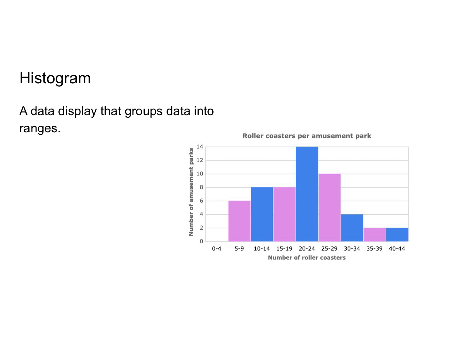So what is a histogram? This right here is a histogram, and it is a data display that groups data into ranges. So if you look down here at the x-axis, we are seeing a range of numbers. It says number of roller coasters, it's 0 to 4, 5 to 9, 10 to 14. That is a range of numbers. And then on the y-axis here, it's telling us the number of amusement parks. And we're going to talk about how to read this in the next slide.